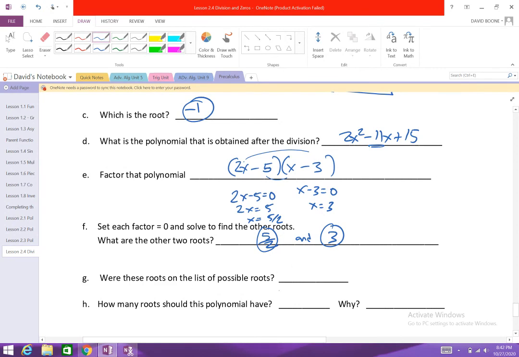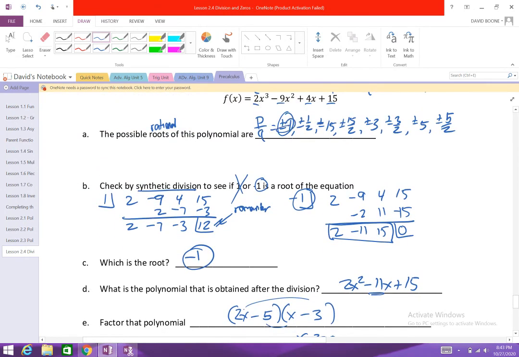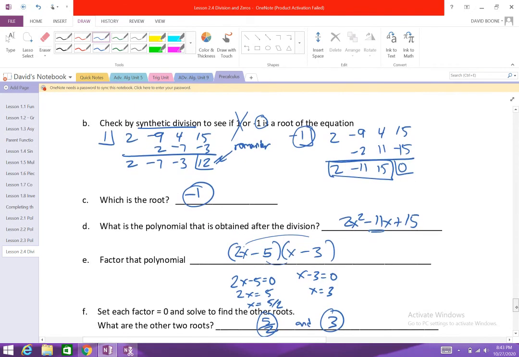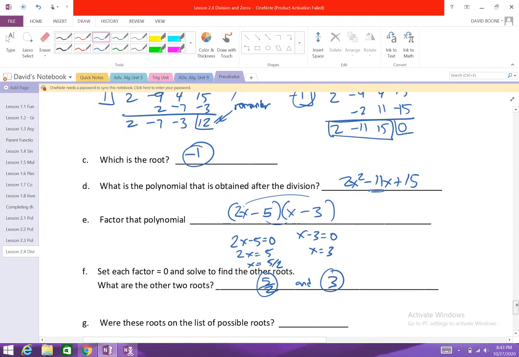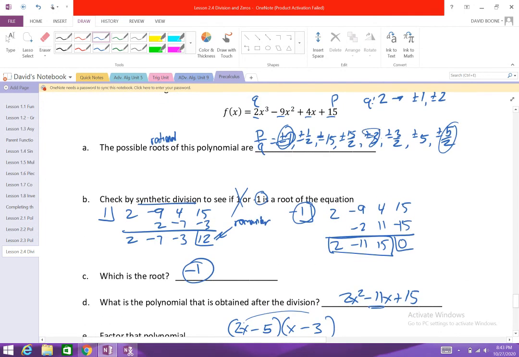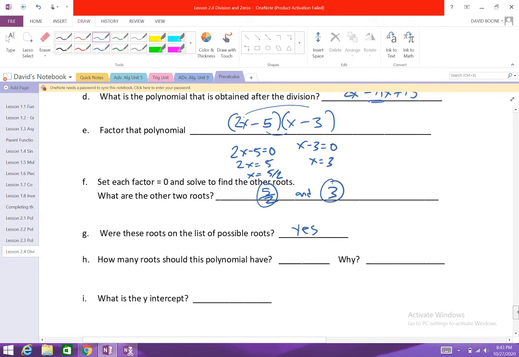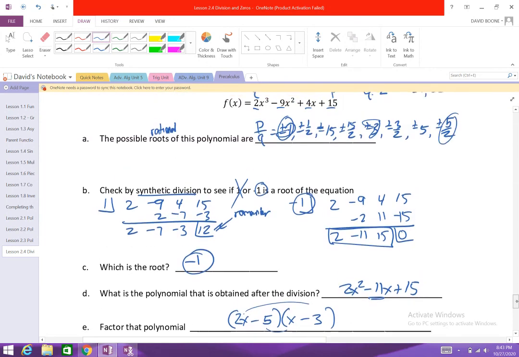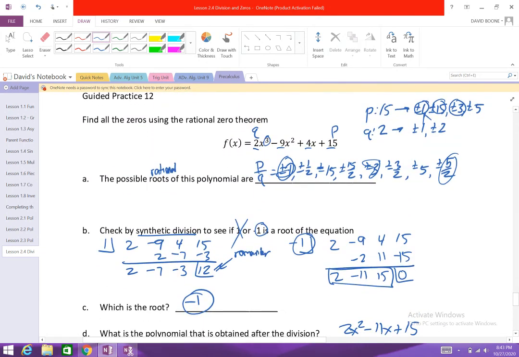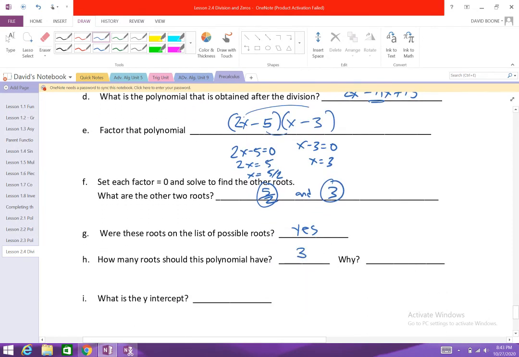So it says, were these roots in the list of possible roots? Well, let's go back up and look. There was negative 1 in there. Yep. Was the 5 halves in there? Yep. And was the 3 in there? Yep. So, yes. How many roots should this polynomial have? Well, again, if you remember, the polynomial at the beginning has a degree of 3, so the maximum it should have is 3, because, again, it's a degree of 3.